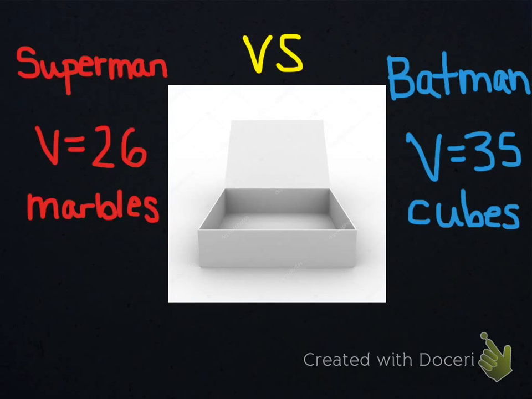Let's take a look at what Batman and Superman are up to now. They are finding the approximate volume of this pizza box. Superman says the volume is 26 marbles. Batman says, no, it's 35 cubes. How could they have gotten different volumes for the same box?